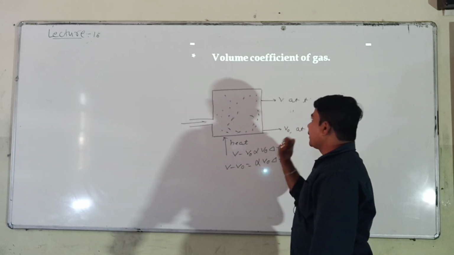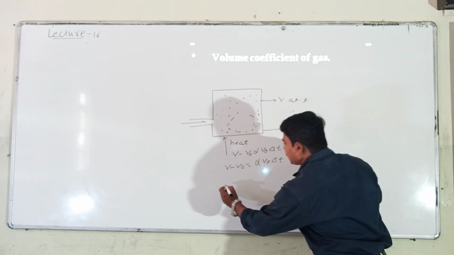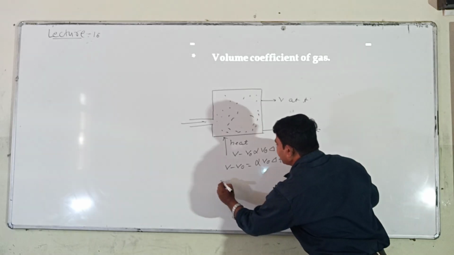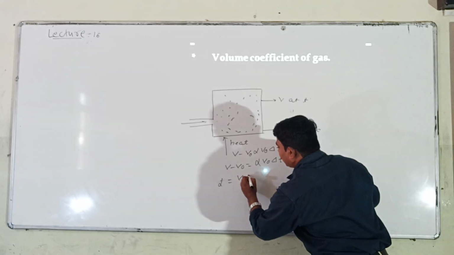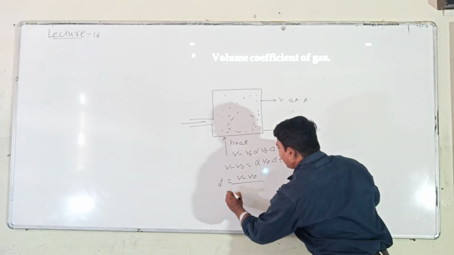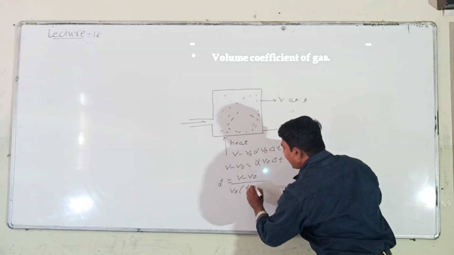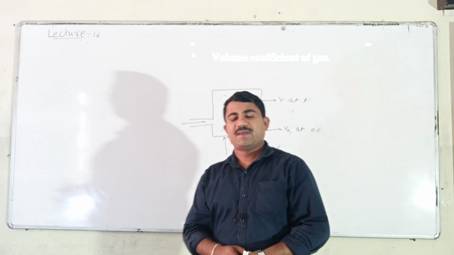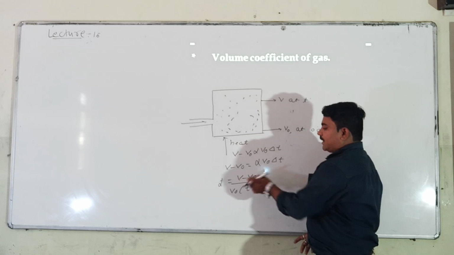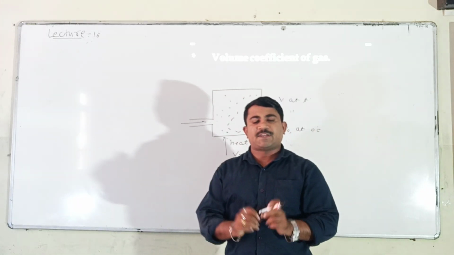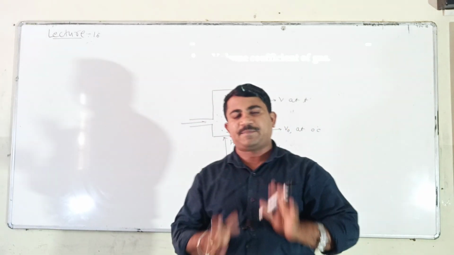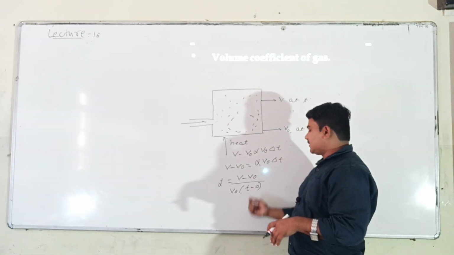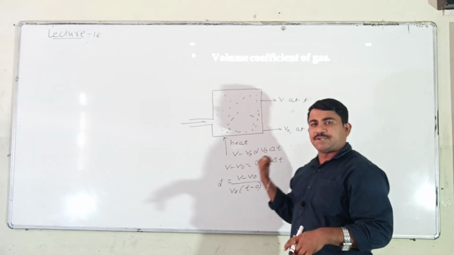How to represent the volume coefficient of expansion? Alpha is equal to V minus V0 divided by V0 into delta T. What is delta T? Final temperature minus initial temperature. V minus V0 represents the change in volume due to heating. V0 is the initial volume at 0 degrees Celsius. T minus T0 represents the change in temperature.